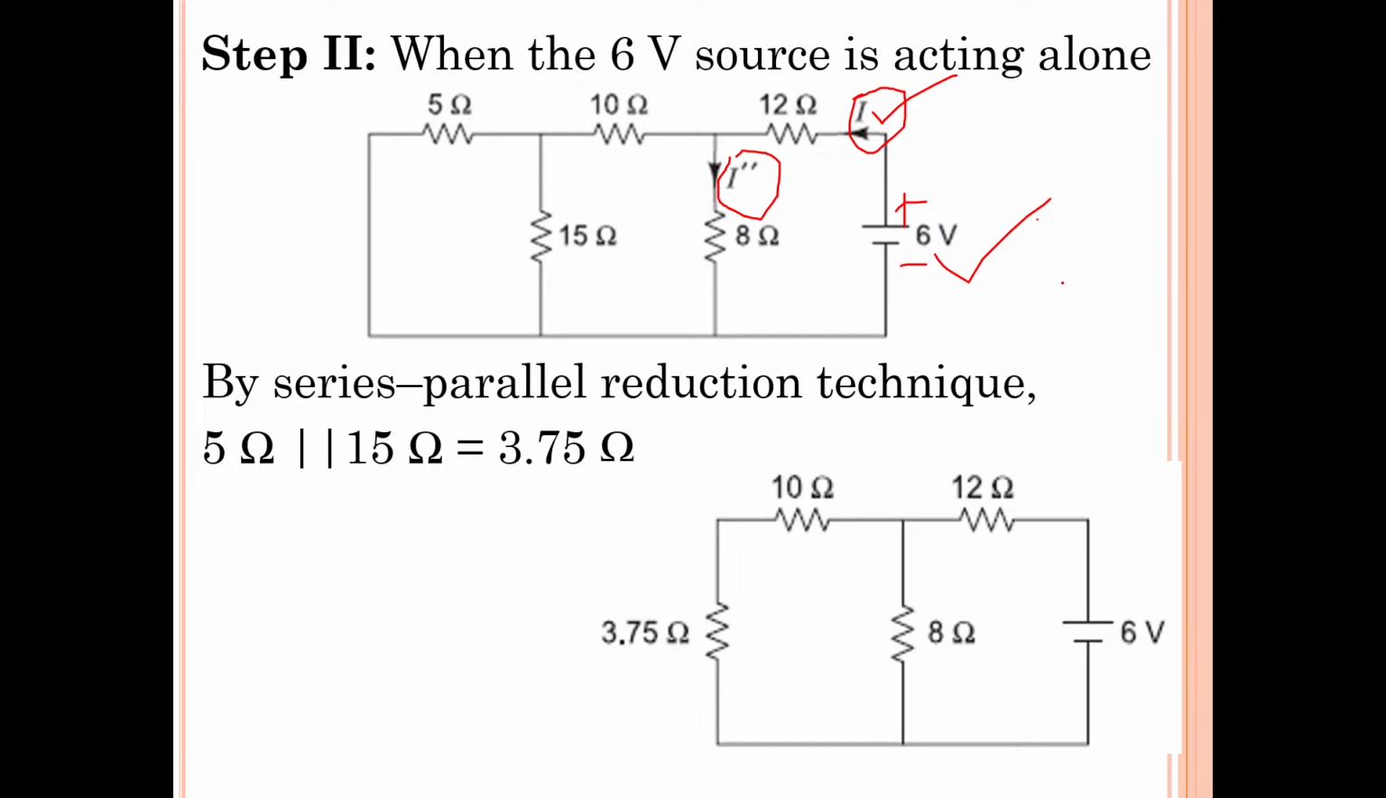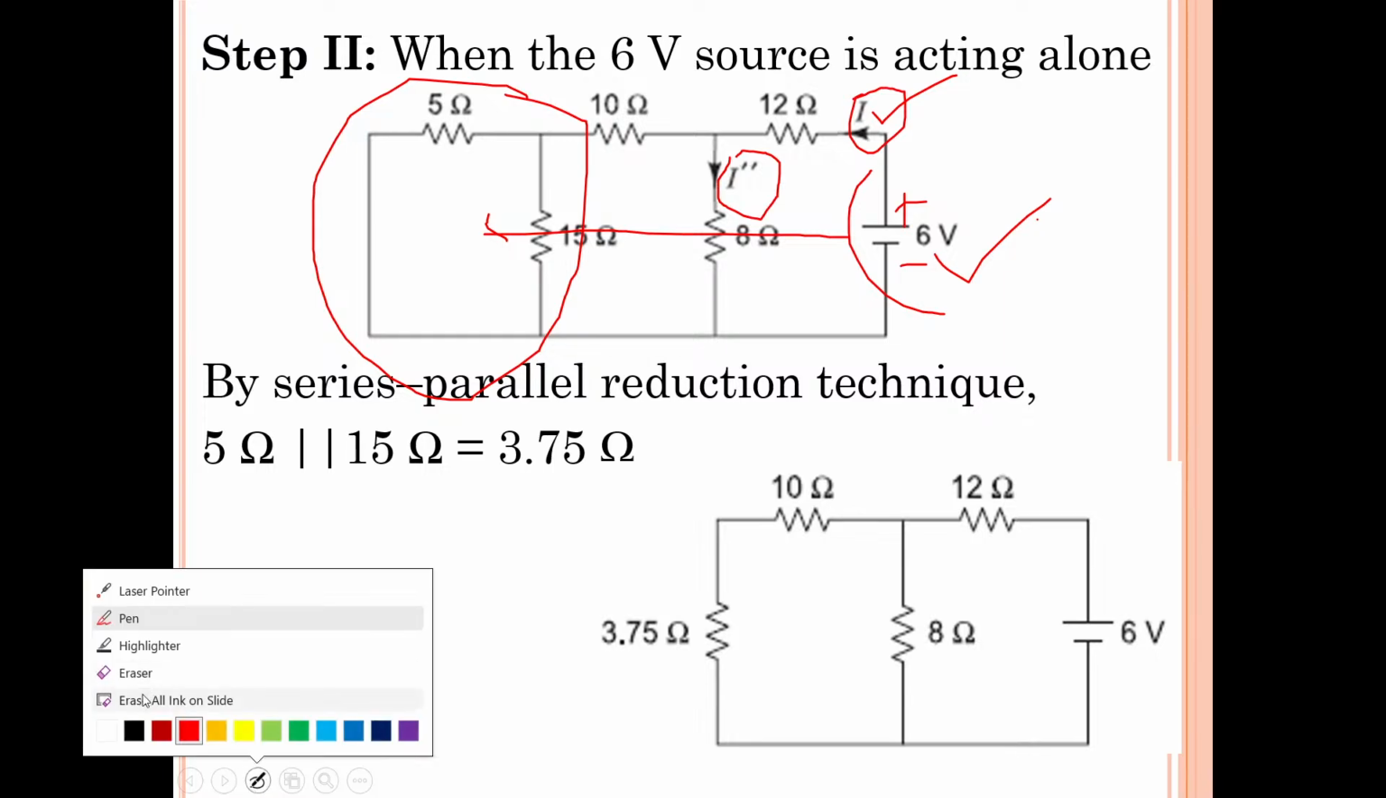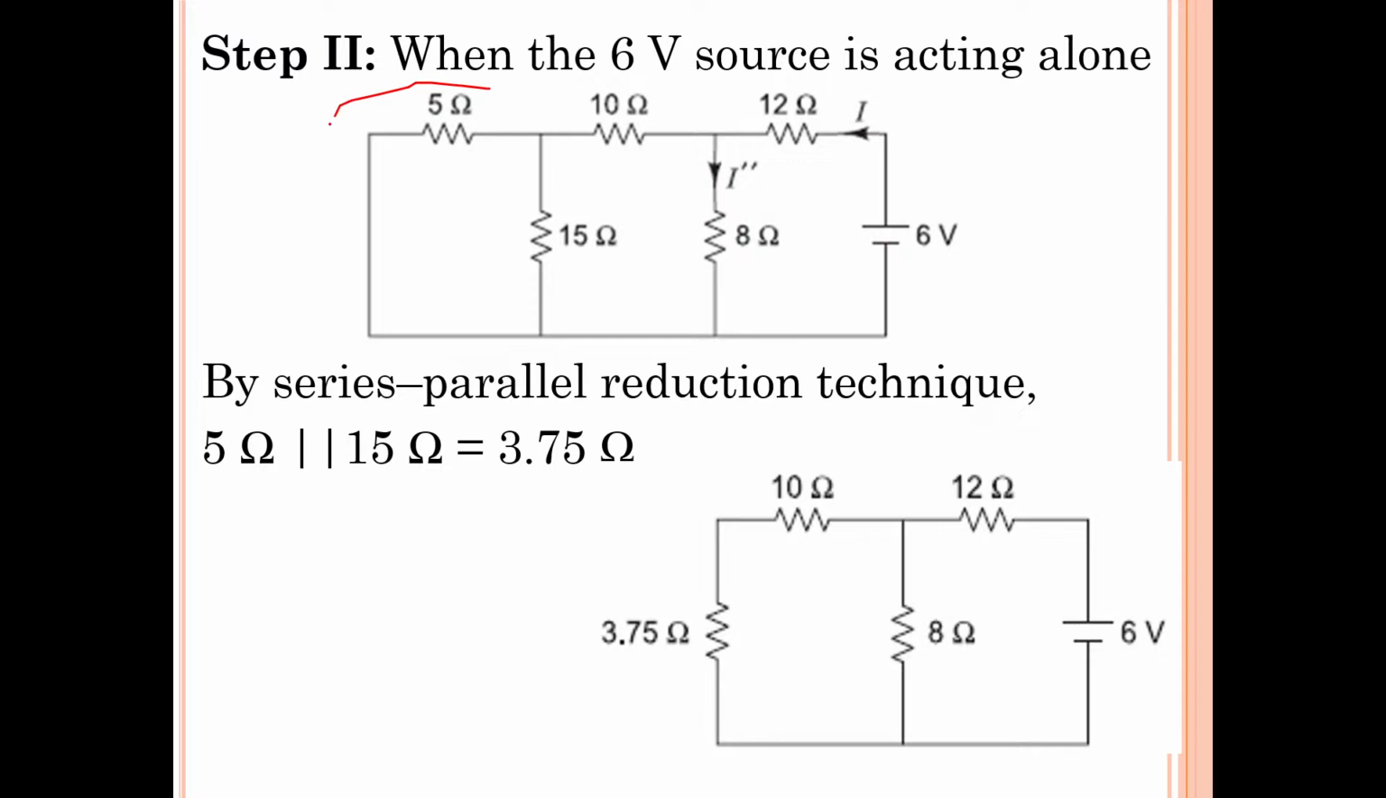So first of all, let us determine the equivalent resistance. To determine the equivalent resistance, this is our source, isn't it? Go opposite to the source. So opposite to the source, what is there? There are two elements which are connected in parallel. What are those two elements? There are 5 ohms and 15 ohms connected in parallel. Let us determine the equivalent of that parallel combination.